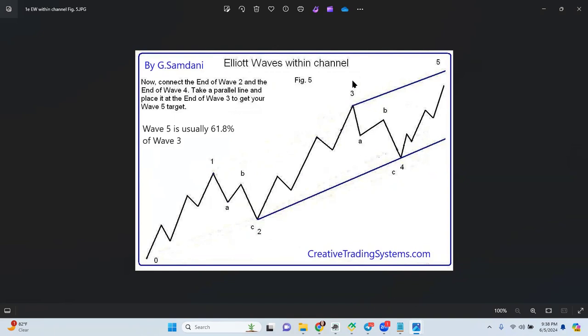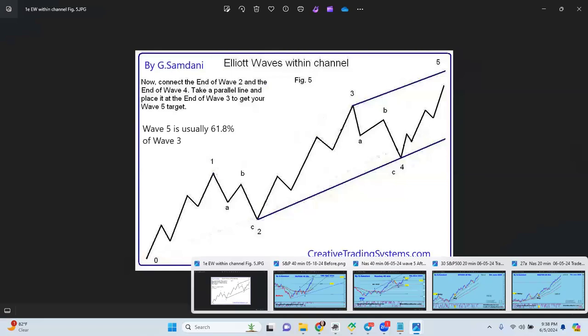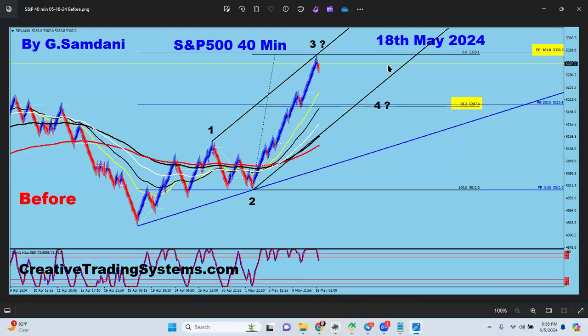So I said, we are already here, wave 3. Then we need to come down A, B, C for wave 4 and then go back up for wave 5, a little bit higher than wave 3, right? That's what the idea was here. So watch what happened to this chart.